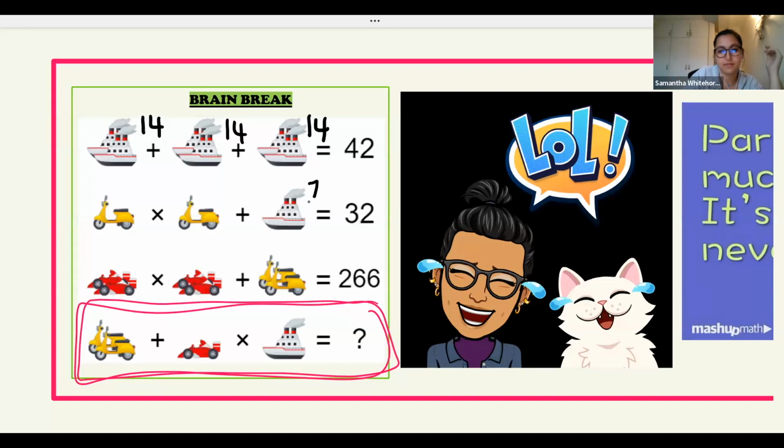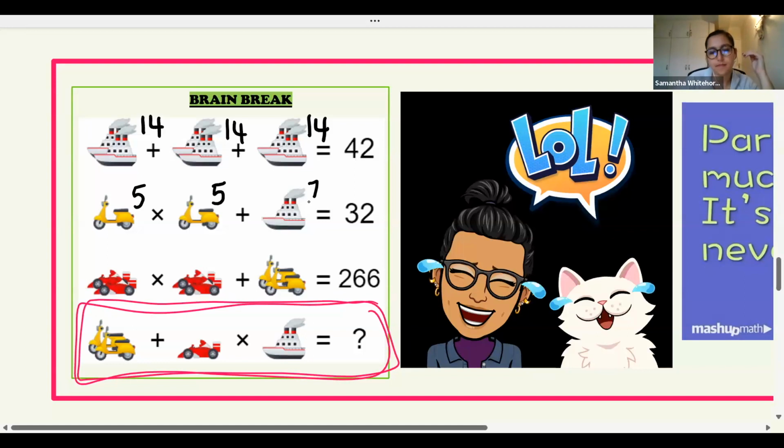Then what I did next was that I took the scooters and then I said 7. I kept on adding 7: 1, 2, 3, 4, 5, till I found the answer 5. So the scooters equals 5. The next thing I did with the race cars, I said that if one scooter equals 5, 2 could give me 10.